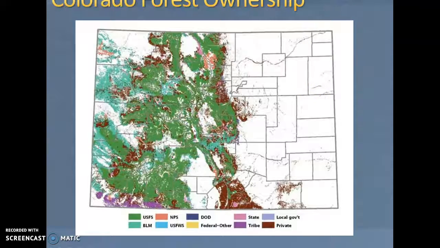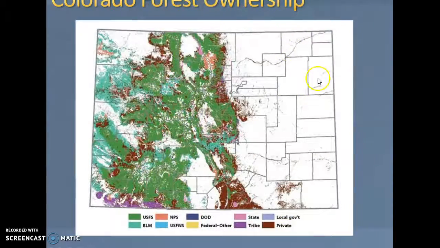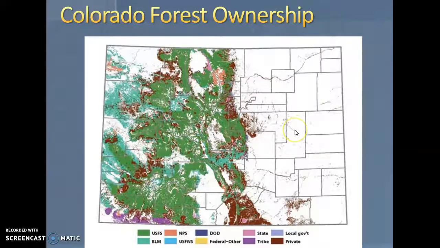Colorado forest ownership is interesting to look at. Let me scroll that one back up again. And that is of Colorado. The dark green is U.S. Forest Service. The turquoise is BLM. The pink, Rocky Mountain National Park, is National Park Service. There's some Fish and Wildlife Service, and state, tribe, local, and private lands. So you see this all ties into the management of forestry.